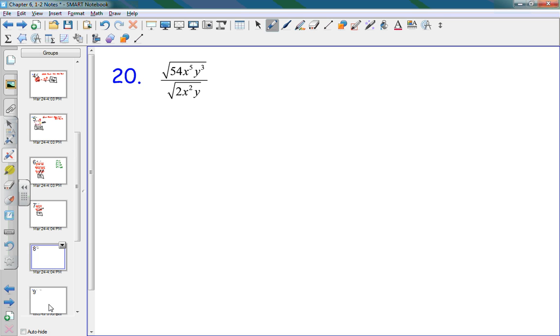20. Now what do you notice about this problem? It's been split up. Is that going to help me? Could I marry them and simplify it first? I absolutely could. So if I marry these, this is going to give me the square root of 54, x to the 5th, y cubed, all over 2x squared, y.